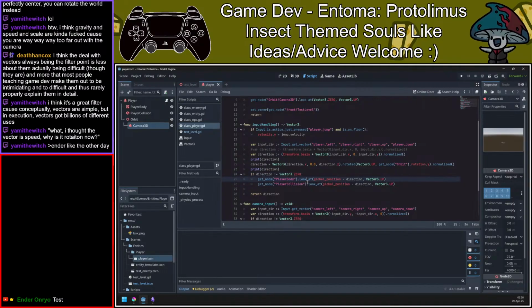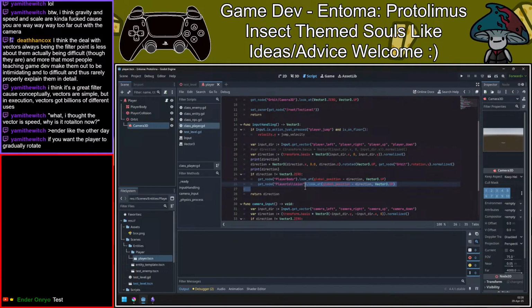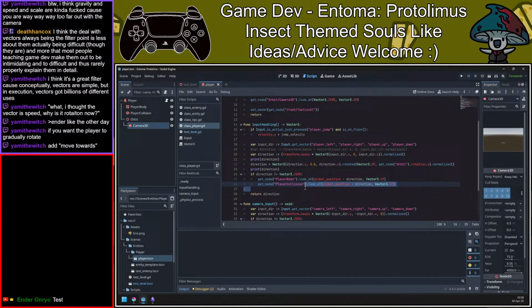Okay, look at is just instantaneous. I'd like the rotation to be smooth. I was thinking about maybe something with move towards, but then we'd have to actually calculate the direction it wants us to move in.